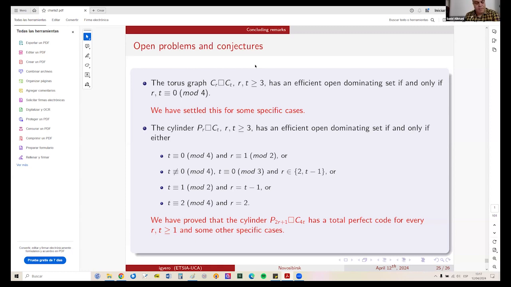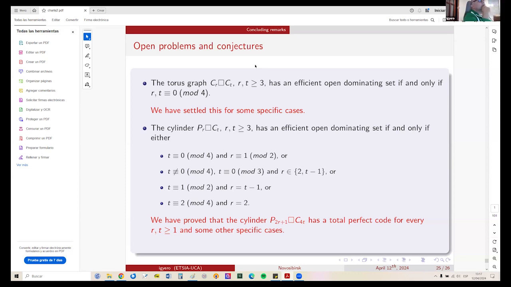And I saw that you talked about their product. I don't remember whether you talked about the corona graphs, whether if G and H have an efficient closed dominating set, their corona has or not. Which product? Corona. Do you know corona? Corona.